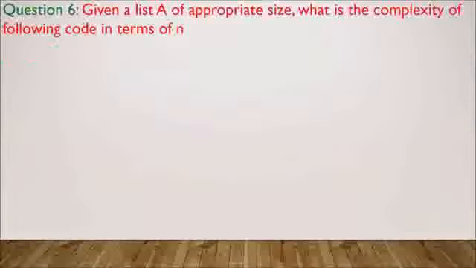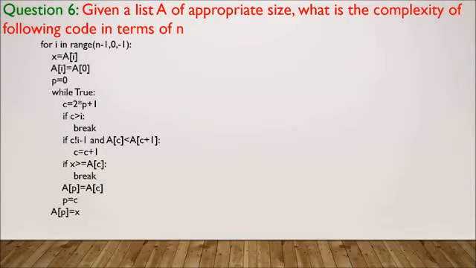The next question is the last question of this video. The list is given. It is again a little bit complicated. You can see here how many comparisons are made? n minus 1. How many times will this execute? n times, obviously.